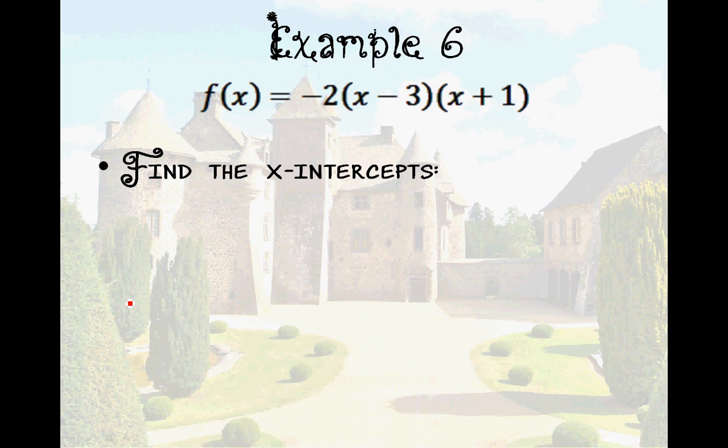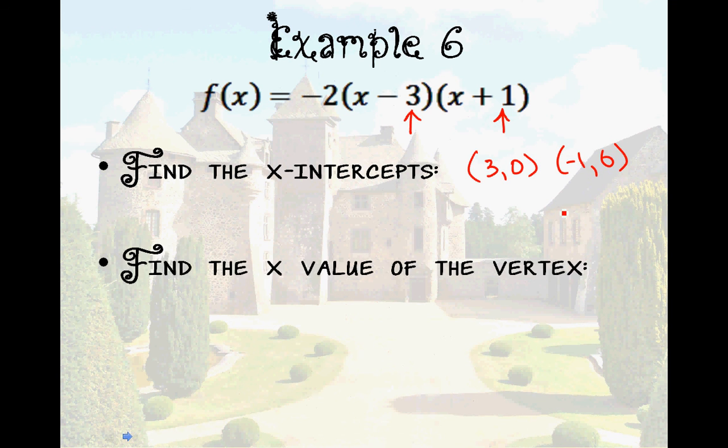Okay, and then example 6, again the x-intercepts are these, but the signs are flipped. So we have 3 comma 0 and negative 1 comma 0. Okay, the x value of the vertex is going to be halfway in between 3 and negative 1. So between here and here. So again, we end up at x equals 1. And again, you could have averaged and gotten the same thing.